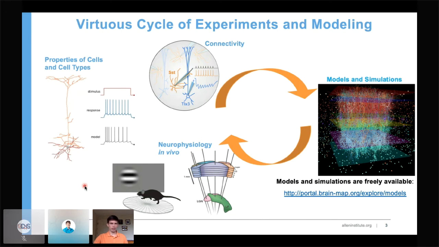And of course, that has been done in neuroscience and in other fields in different settings. Perhaps it hasn't been done yet at this level of biological realism and detail that we are trying to do here, but we should certainly try. And that's why it's so exciting to be surrounded by all this data and these amazing experimentalists. And the models and simulations, like I said, are freely available at this link. So everything that we do, just in the best traditions of the Allen Institute, is made available.